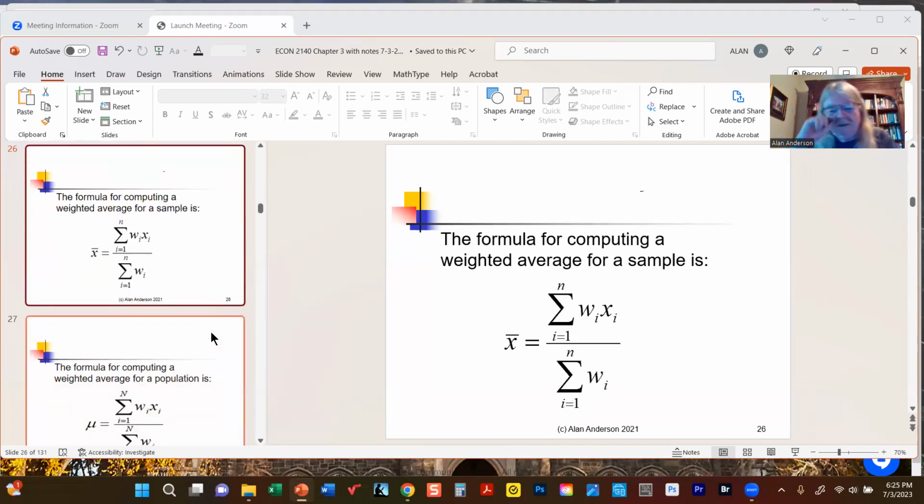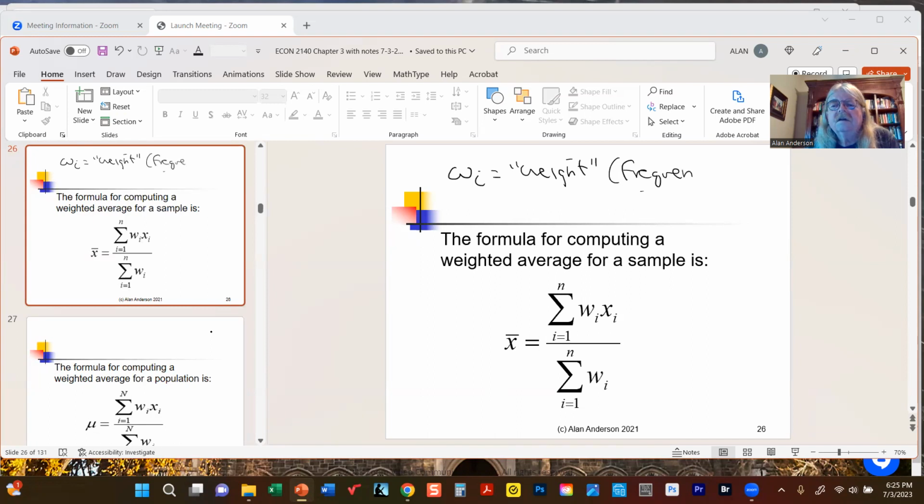Now, you see, it got a little bit more complicated. What's new here is this W. This is the weight, which you could also think of as a frequency of sample elements x sub i. Notice how many times did this happen in your sample?